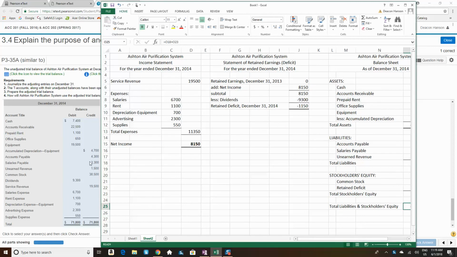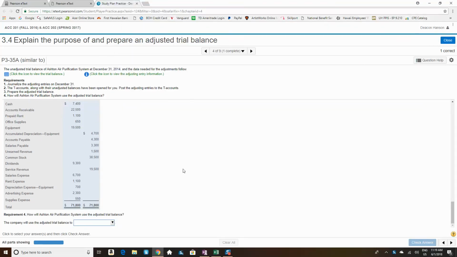Now let's go back over here and take care of that conceptual question, which you should have the answer for now, since you saw what I did. It says, how will Ashton Air Pollution System use the adjusted trial balance? And it would be to prepare its financial statements, which we just did.